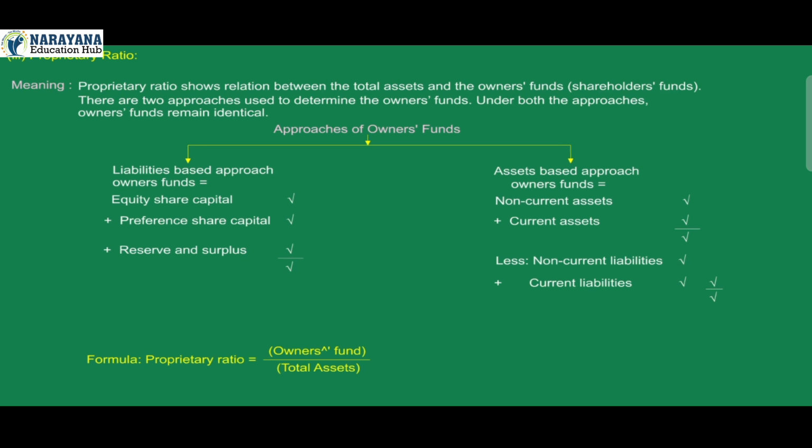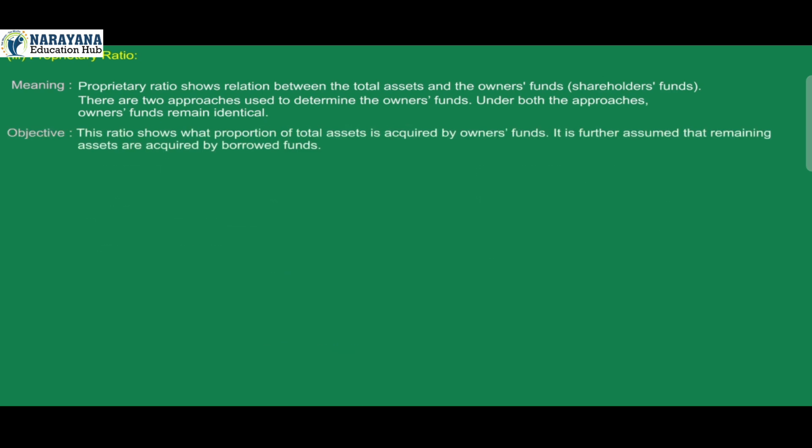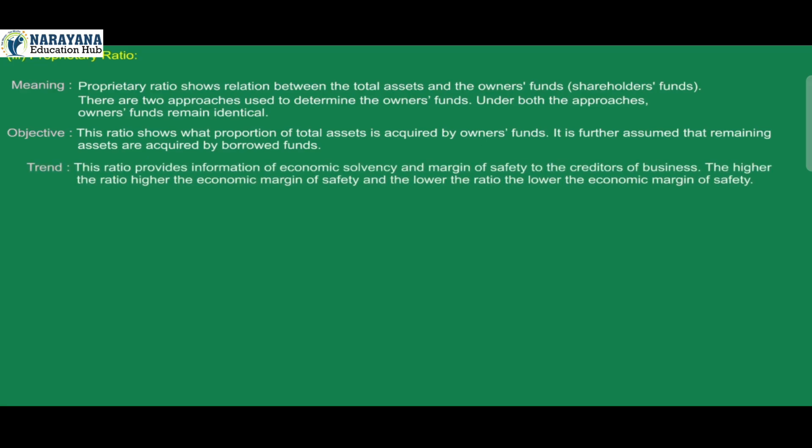Formula. Proprietary ratio is equal to owner's fund divided by total assets. Objective. This ratio shows what proportion of total assets is acquired by owner's funds. It is further assumed that remaining assets are acquired by borrowed funds. Trend. This ratio provides information of economic solvency and margin of safety to the creditors of the business.